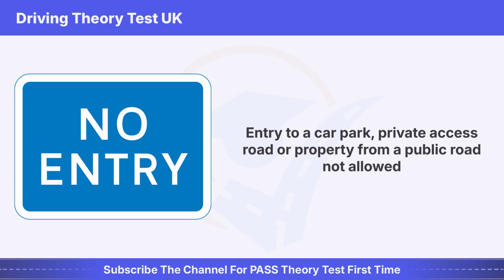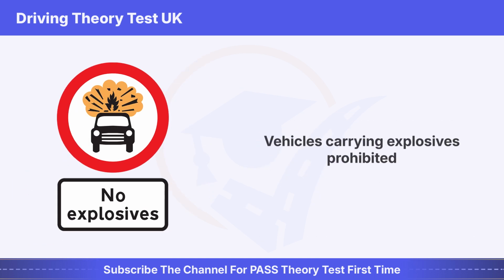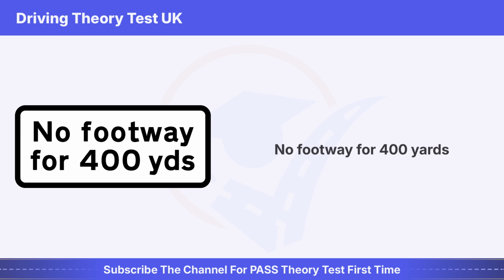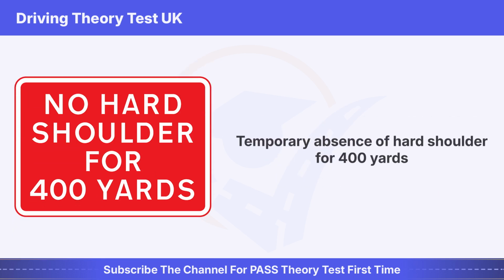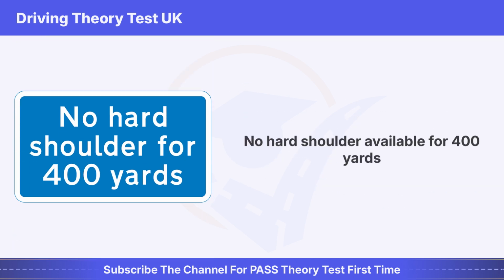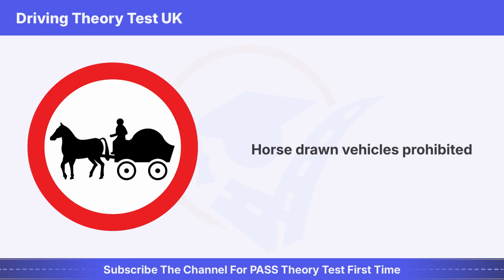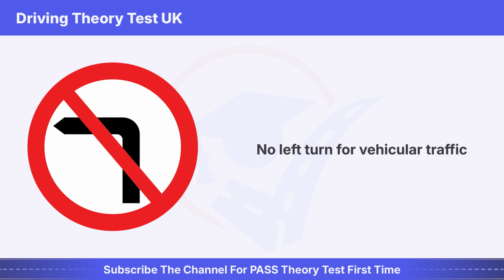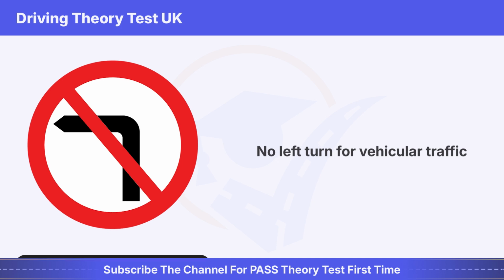Entry to a car park, private access road, or property from a public road not allowed. Vehicles carrying explosives prohibited. No footway for 400 yards. Absence of hard shoulder for 400 yards. Horse-drawn vehicles prohibited. No left turn for vehicular traffic.